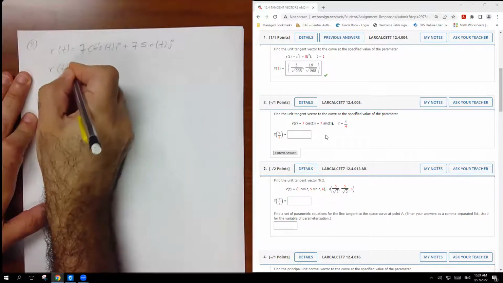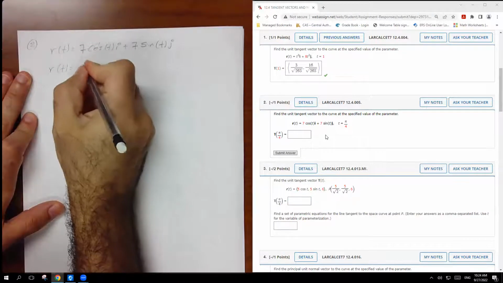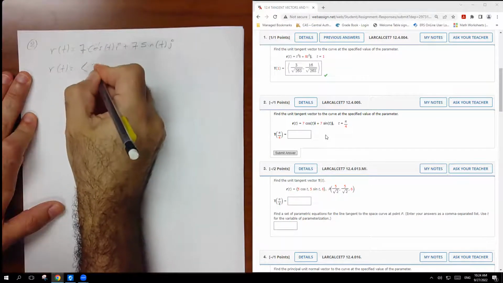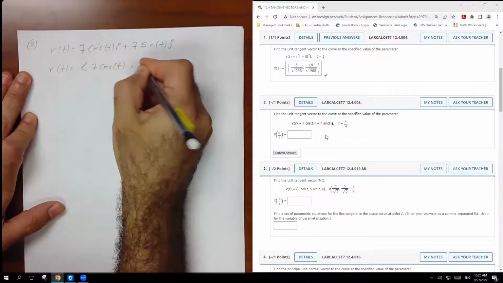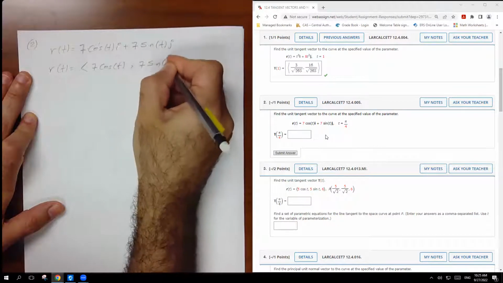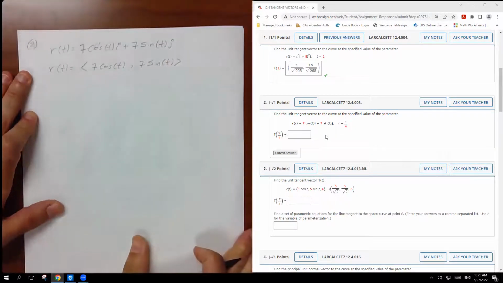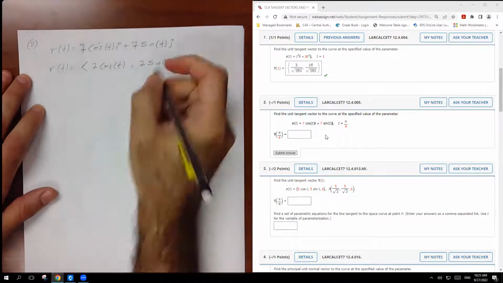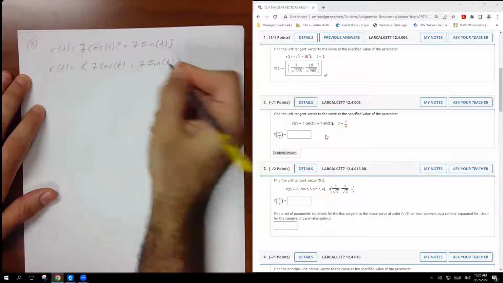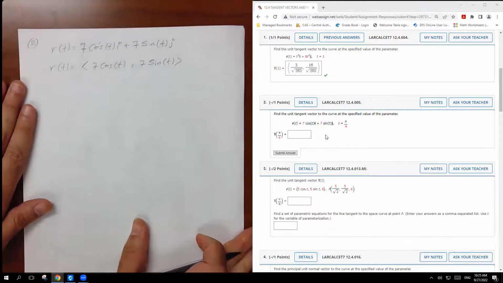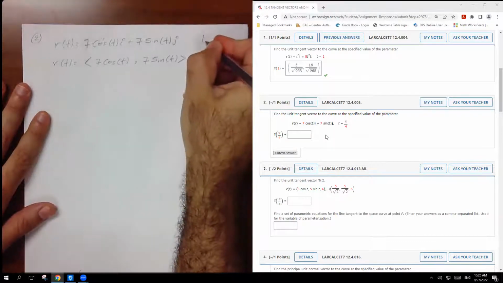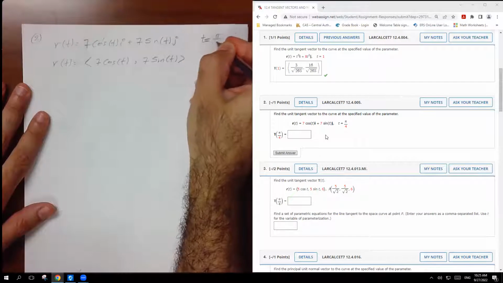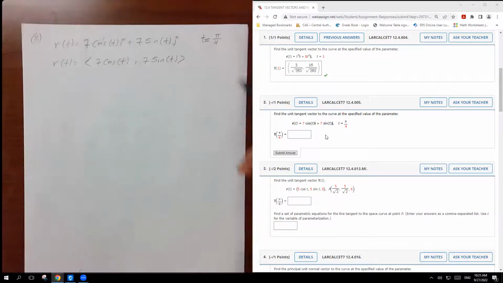R of t is going to be equal, I'm going to write it down in component form. That means 7 cosine t and 7 sine t. Now, next step, we need to find the unit tangent vector with t equal to pi over 4. So we're going to do exactly the same steps. And again, if you want to plug in the t right away, it's fine.